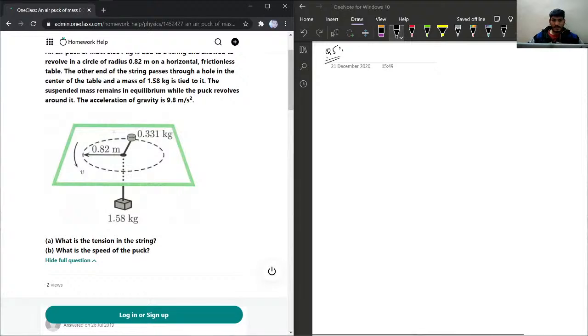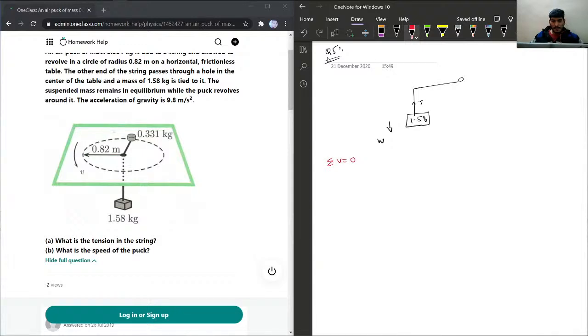For tension, we can use the condition of static equilibrium. Here, let's say this is the plug and this is the 1.58 kg mass. This is going to be the tension and the weight is going to act in this direction. I can use the condition for static equilibrium, which is that the summation of vertical forces is 0. So I can say tension is going to be equal to weight, which is 1.58 into 9.8.